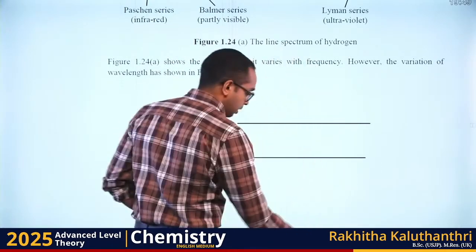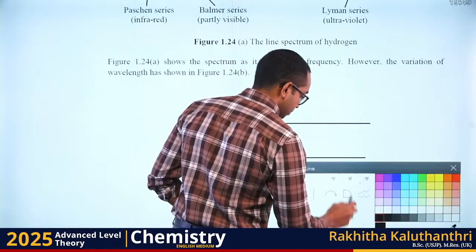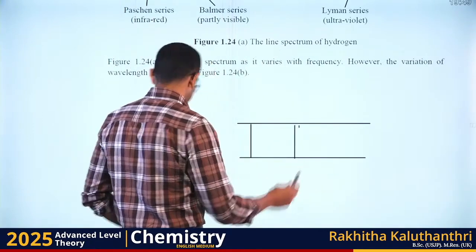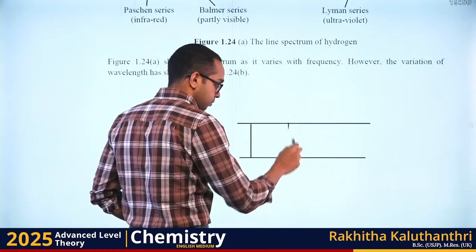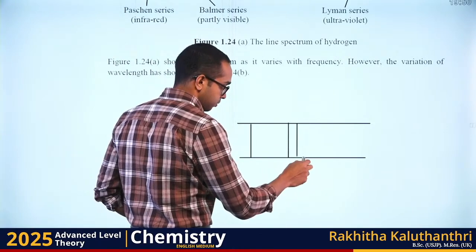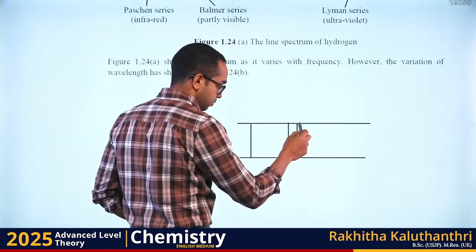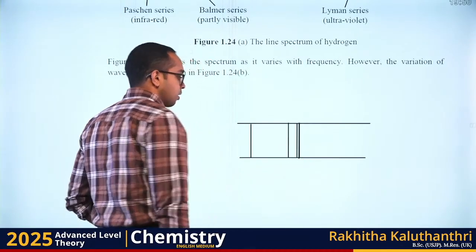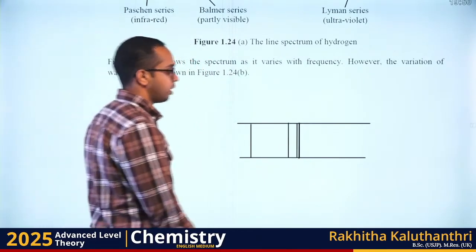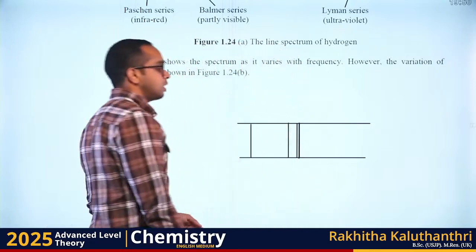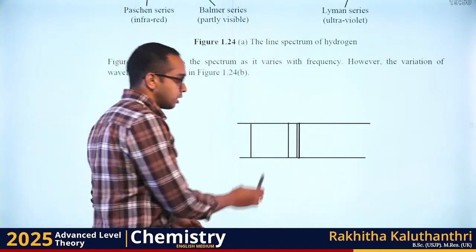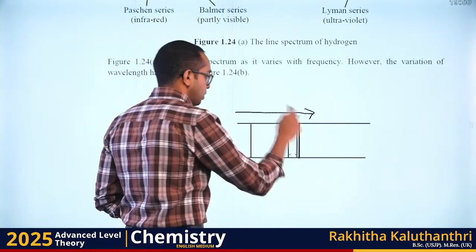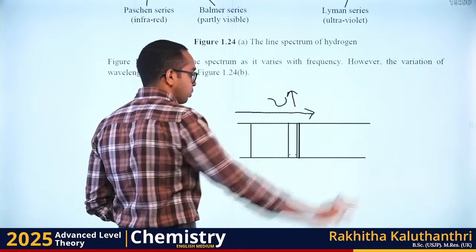If you are given a series like this one, and if you are asked in which direction is frequency increasing, you can see the gaps between the lines are decreasing as you go to the right hand side. So the frequency is increasing as you go to the right hand side.